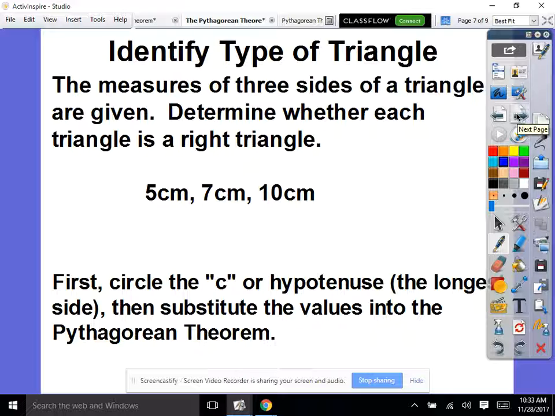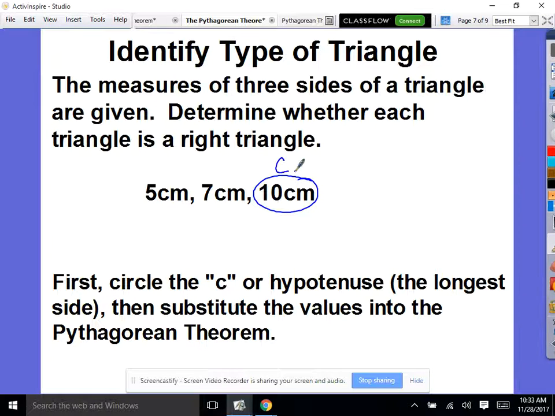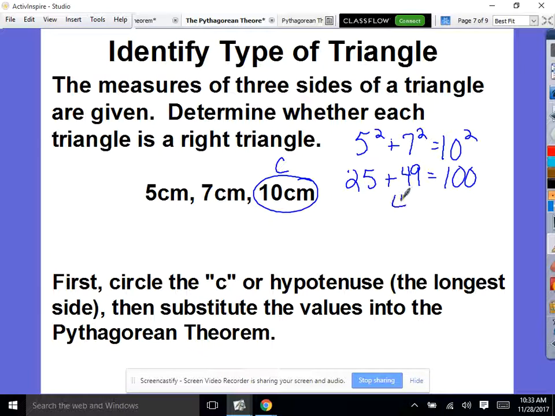Okay, probably this is the last one. We have 5, 7, and 10. We circle the C, or the longest side, which is 10. 5 squared plus 7 squared equals 10 squared. 5 squared is 25. 7 squared is 49. 10 squared is 100. 5 and 9 is 14. Carry your 1, 2 and 4 is 6, 7. Unbalanced equation means not a right triangle.